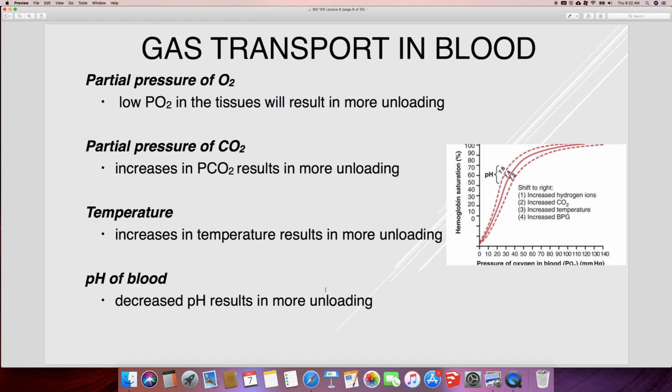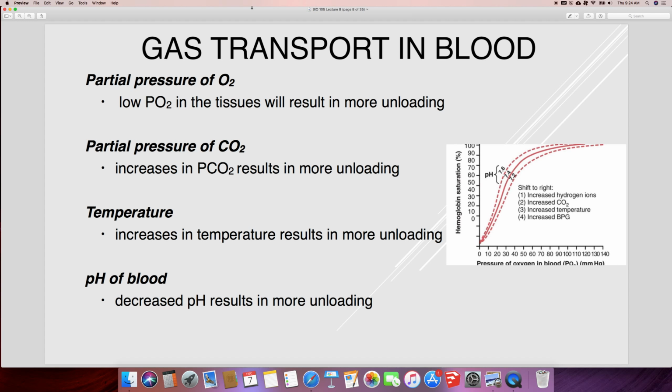Okay, so let's talk about the things that will affect how oxygen will move and the rate at which it moves. First, the partial pressure of oxygen. If you have a low pressure of oxygen in the tissues, hemoglobin will unload more oxygen into the tissues. That makes sense.